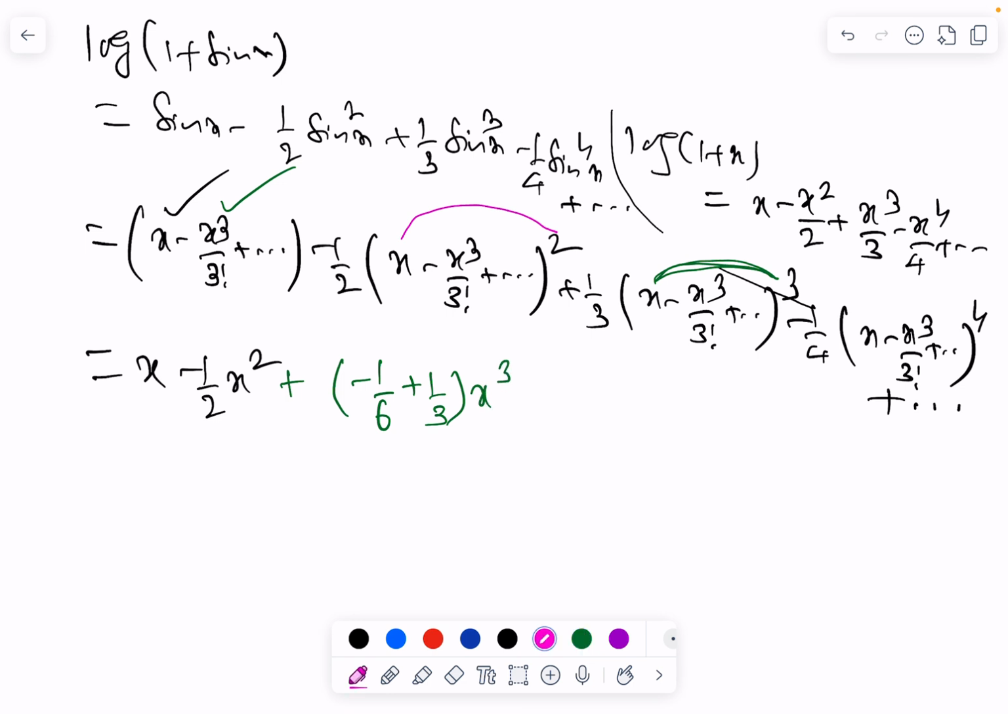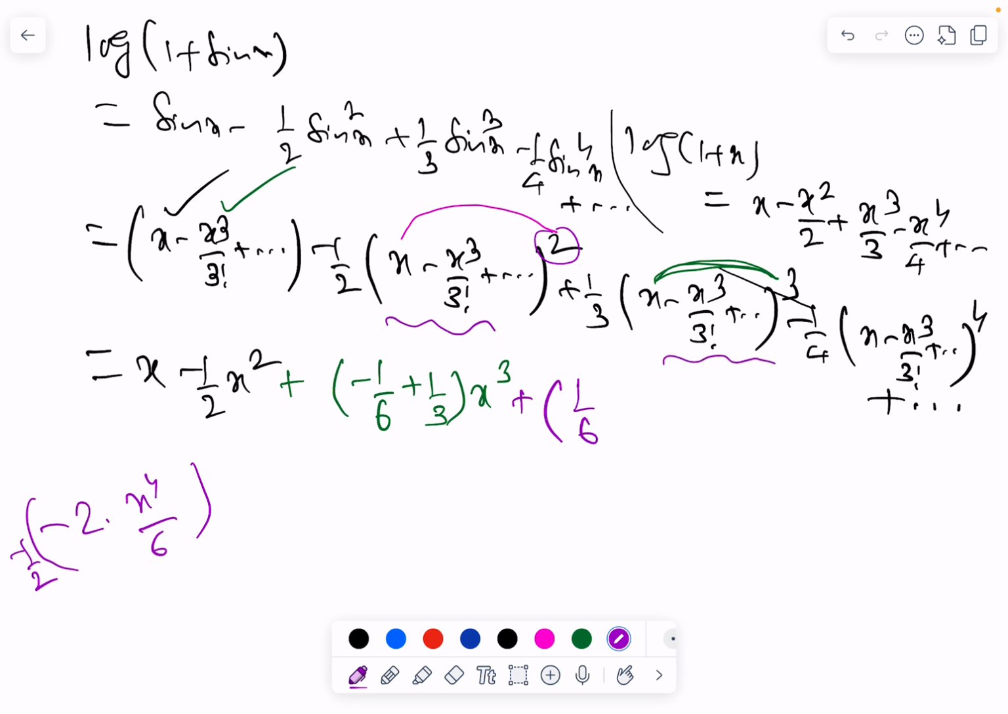Then we find the x power 4 term. So x power 4, we'll get here. When we expand this, this is minus 2 times x power 4 by 6. But here minus 1 by 2 is already there outside, so the 2 cancels. So we'll get 1 by 6 from here.